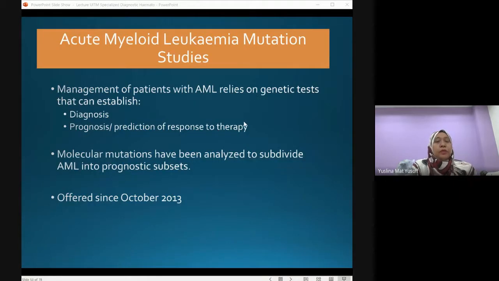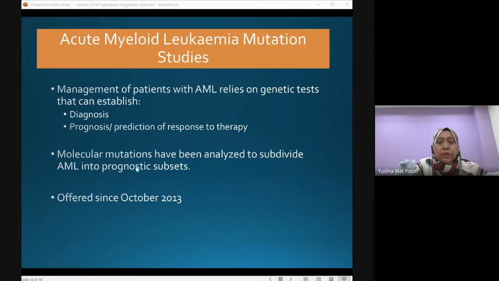So now we move to the acute myeloid leukemia mutation studies. For acute myeloid leukemia, the management of the patient really relies on the genetic test, because it establishes the diagnosis, prognosis, or prediction of response to therapy.